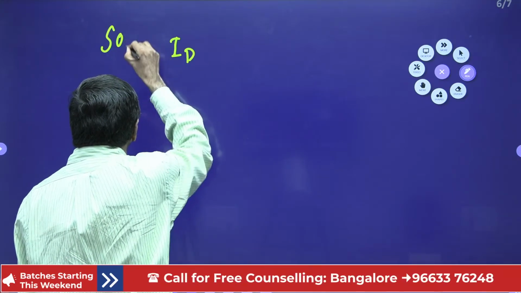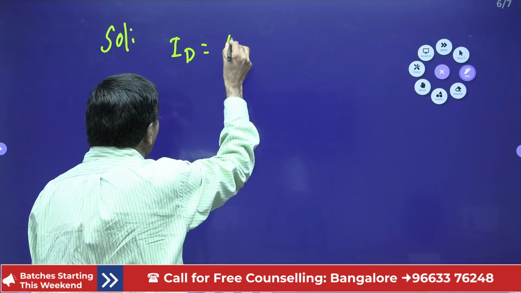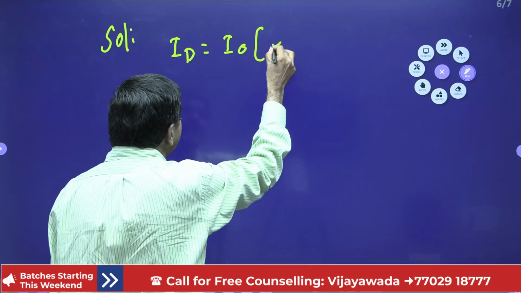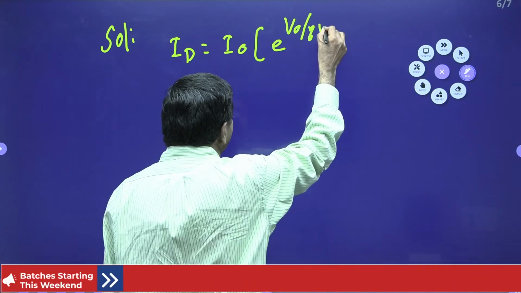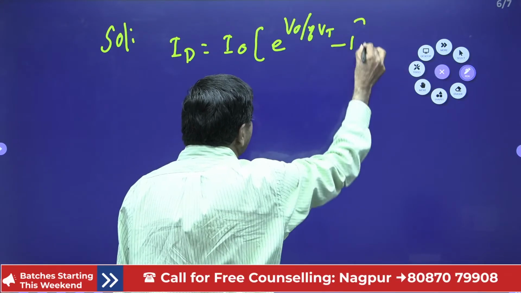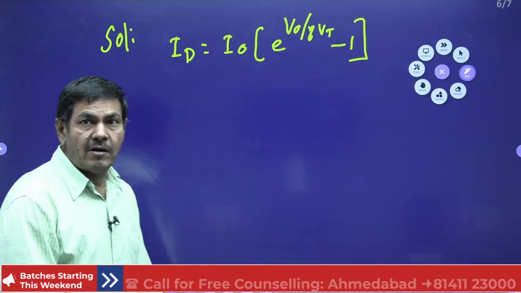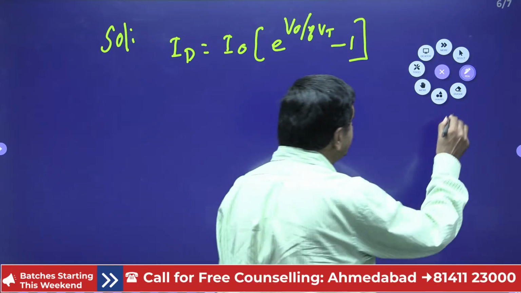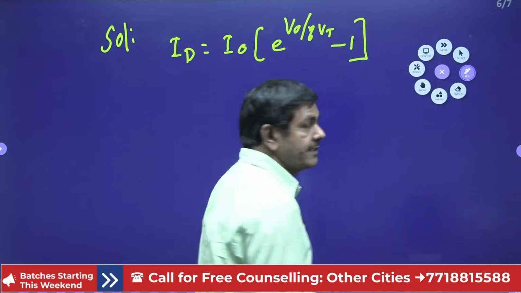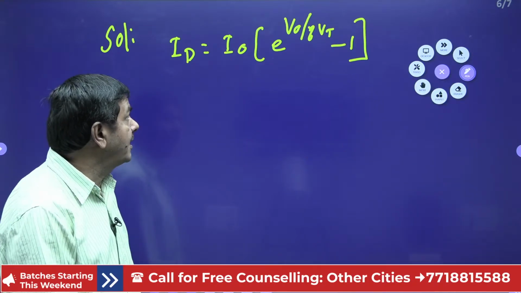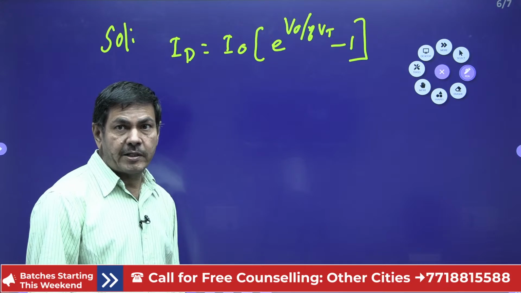Solution. I am taking the diode current equation: I_D equals I naught into e power V naught by eta Vt, minus 1. I gave it already because here the diode is forward biased. That is why I select the diode current equation, as it is a forward bias.